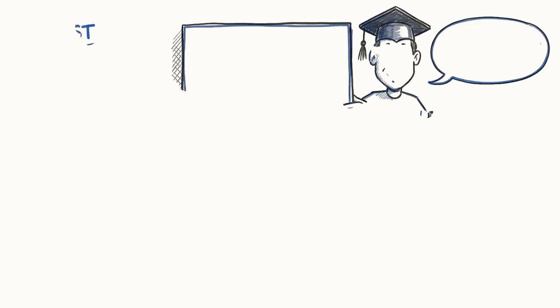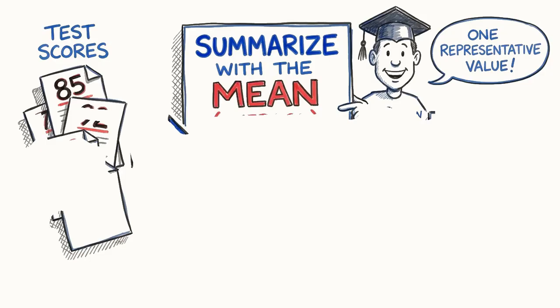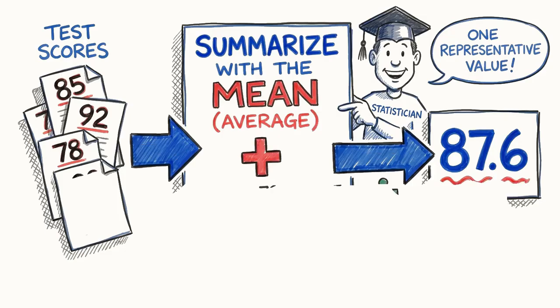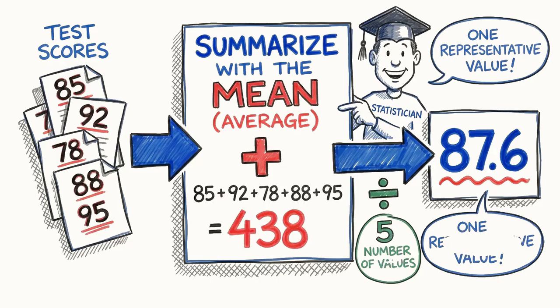Now, when you have a lot of numbers, say a list of student test scores, it helps to summarize them with just one representative value. One way to do this is with the average, or what statisticians call the mean. You simply add every value together and then divide by how many values there are.